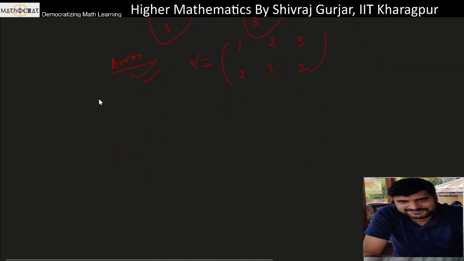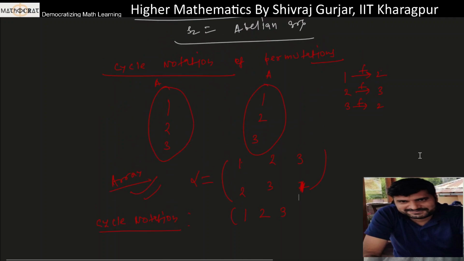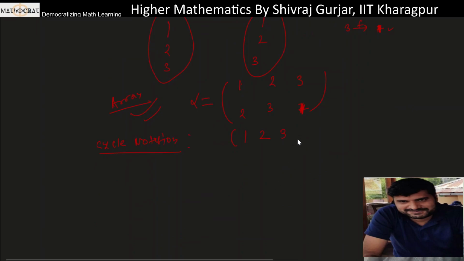And if we need to write it in cycle notation, what will the cyclic notation of this permutation be? 1 is going to 2, and 2 is going to 3, and then 3 goes to 1. Otherwise, if 3 went to 2, this won't be one-one, because for every input there should be a unique image, then only it will be one-one, so it has to be 1. So after 3, again 1 comes.